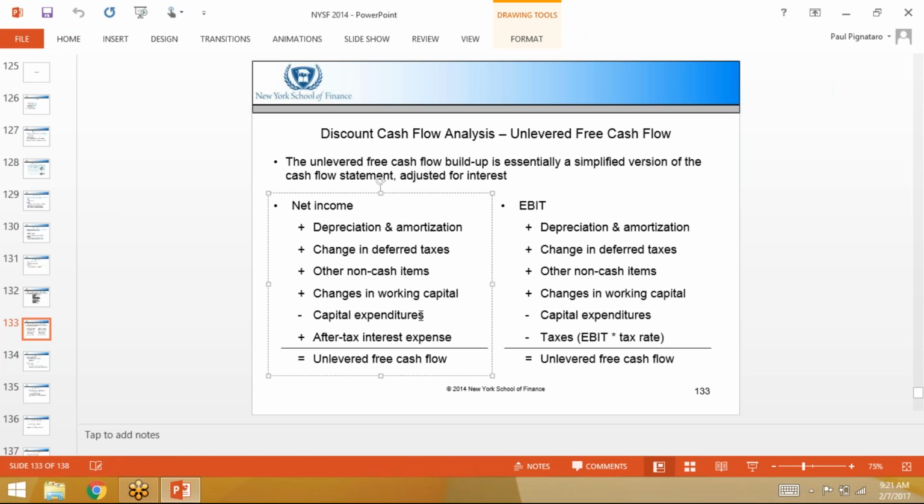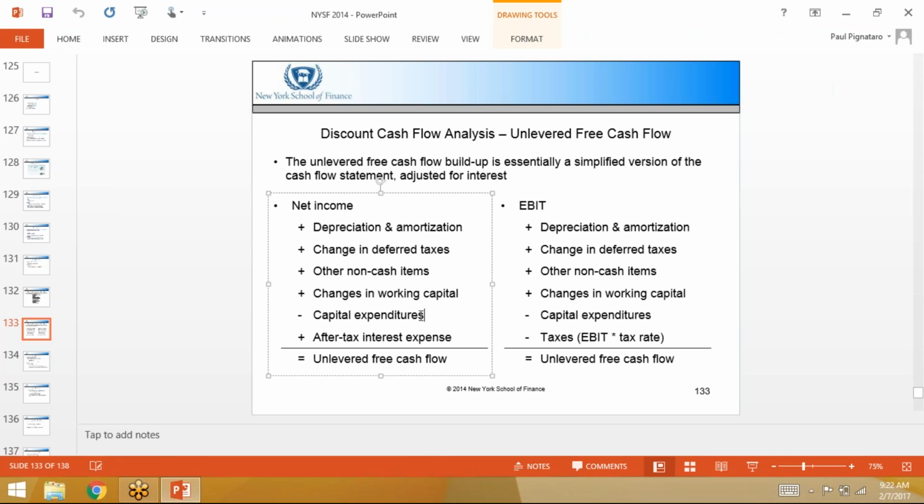Then the only difference is net income is not completely unlevered because it has impacts of interest income. So you need to add back after-tax interest expense. So actually, if you simplify that, unlevered free cash flow is net income plus depreciation plus change in deferred taxes, other non-cash items, working capital, less CapEx, plus after-tax interest expense. That's unlevered free cash flow.